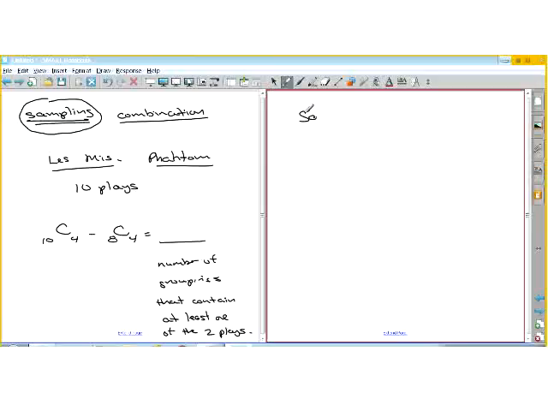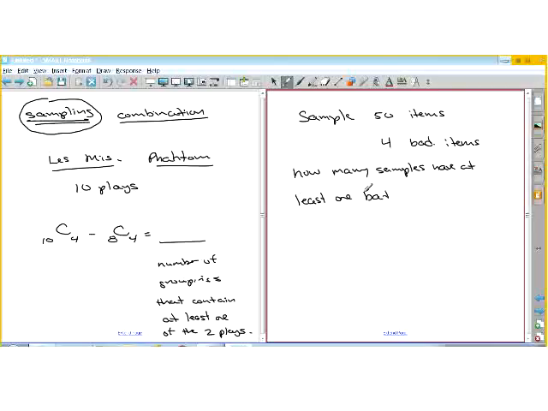So if you were doing a sampling, let's say you sample 50 items, and 4 out of the 50 are bad items. There's a defect. So the question is, how many arrangements have at least one bad item? How many samples that you take of the total possible? How many samples have at least one bad item, defective item?